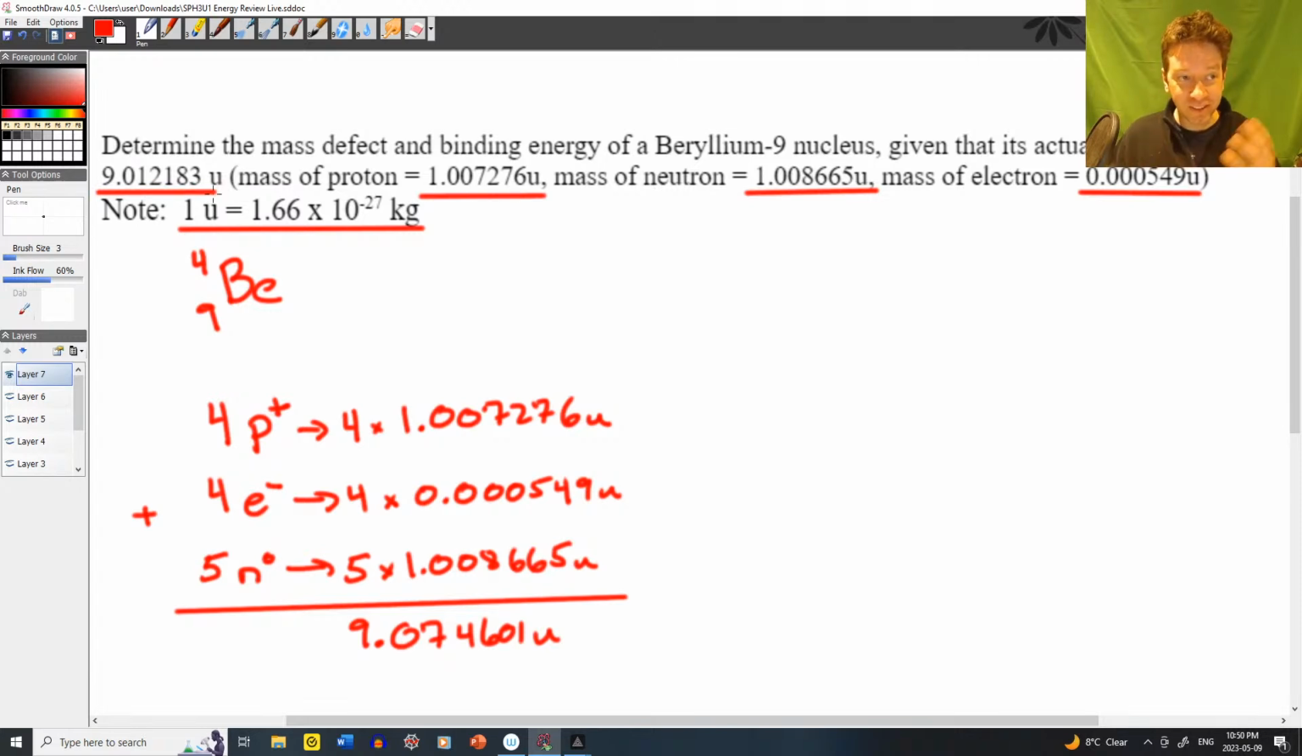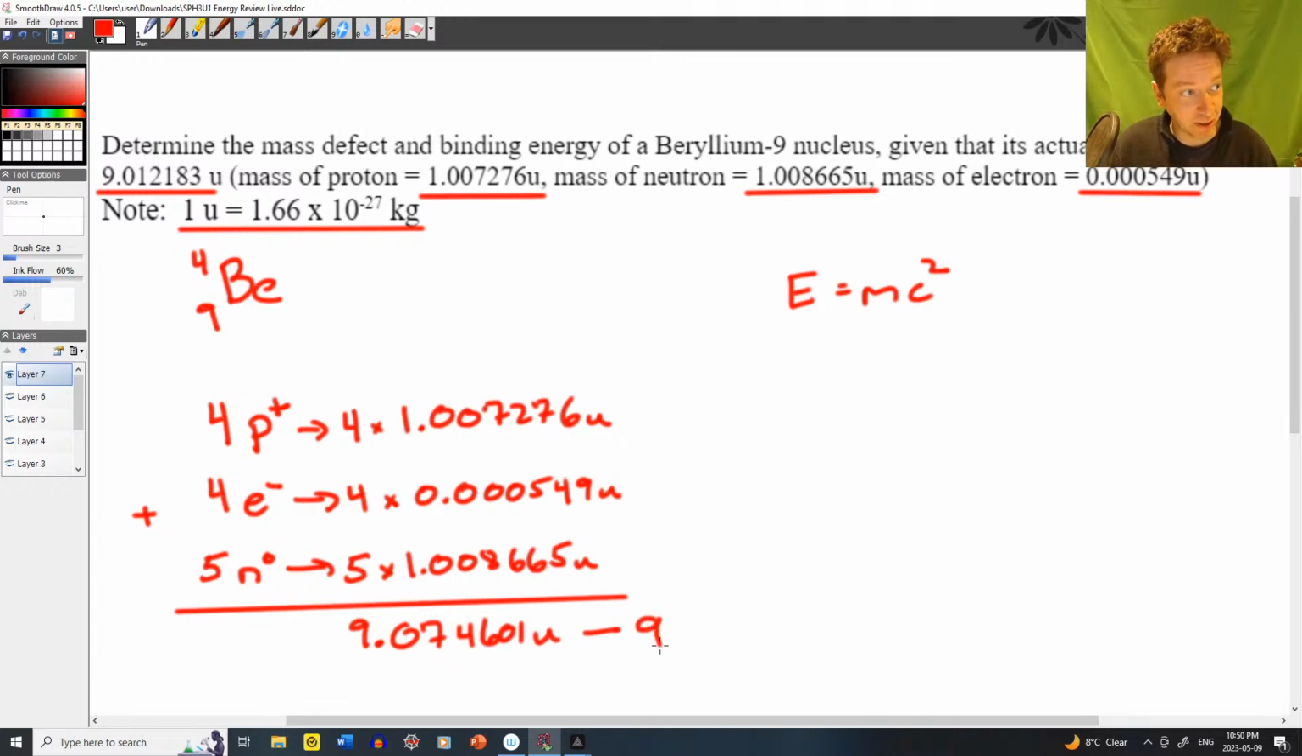And so when all of these particles come together, they fall to a lower energy state. And as we know, energy and mass are related. Okay, so we can figure out the difference in mass, and that is our mass defect. So we take this one, and we'll subtract the mass of the beryllium atom.